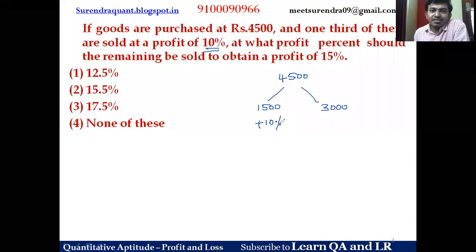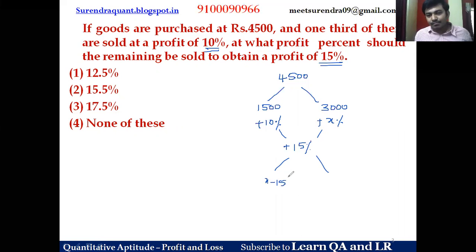So plus you need to consider. At what profit percent should the remaining be sold? So the remaining is 3,000, say x%, and the profit means plus. And the overall percentage of profit is 15%, right? So in between, let us take 15% because this is gain, placed positive. Now according to the allegation rule, this is x minus 15 is to 15 minus 10, 5. So friends, this x minus 15 is to 5 is the same as 1500 is to 3000. So now x minus 15 by 5 equals 1500 by 3000, that is 1 by 2.